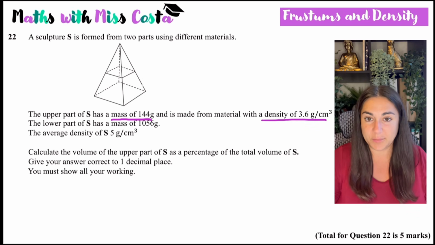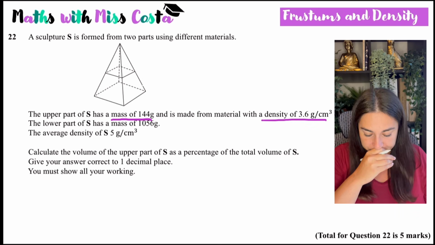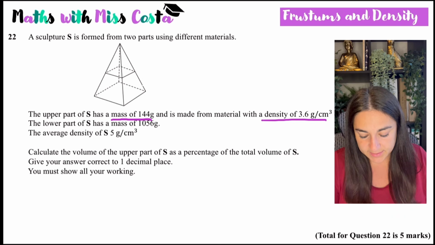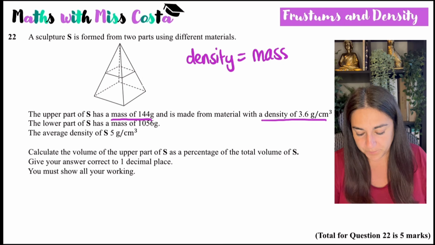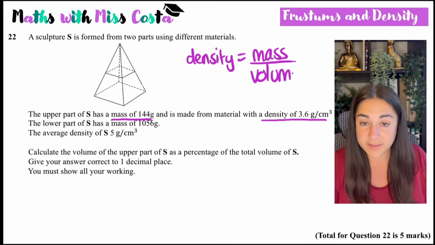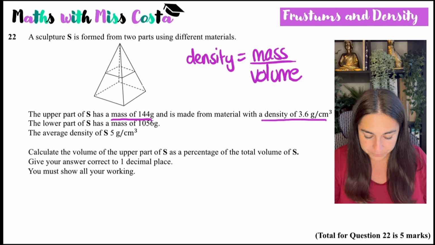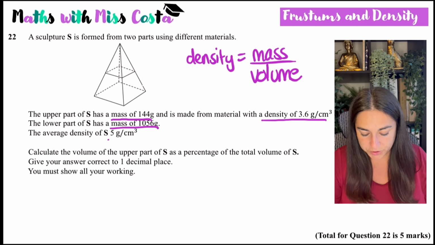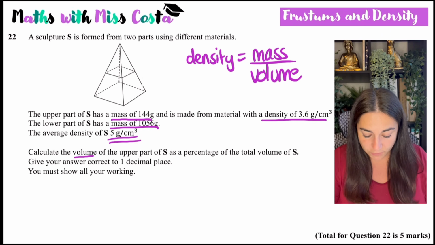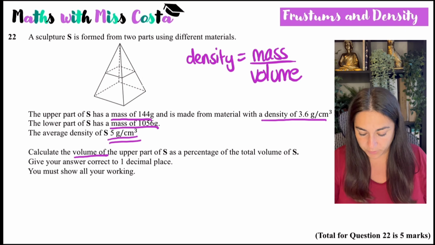So automatically, I'm looking at this, and I know I'm going to need to think that density equals mass over volume. You need to know that formula off by heart, and you need to know how to rearrange it. Told the lower part of S has a mass of this, and the average density of the whole shape is this. I need to calculate the volume of the upper part as a percentage of the total volume.